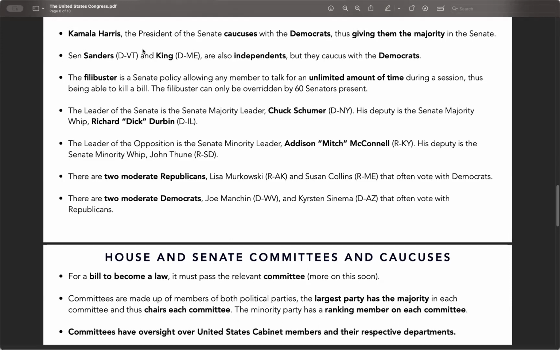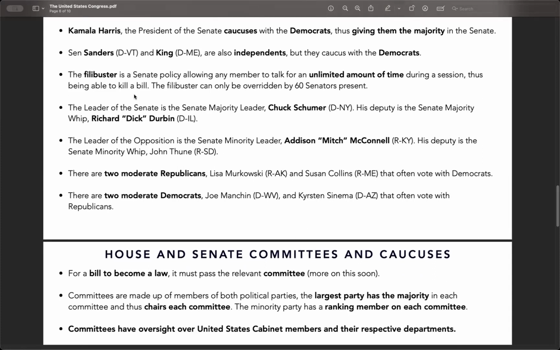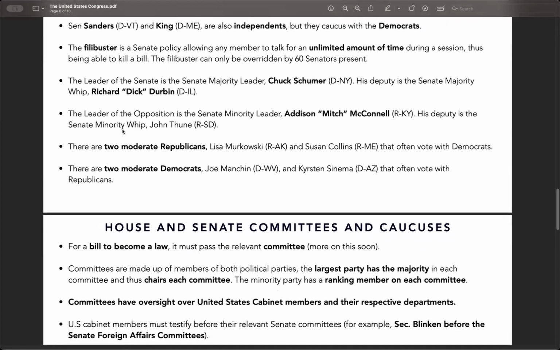The first really big issue with this is that it oftentimes stops bills from being passed in their entirety, even if they have a majority of support, like Biden's Build Back Better bill, for example. Or more notably, US Senator Tommy Tuberville from Alabama literally held up something like 150 military confirmations by filibustering for a number of months. The leader of the Senate is the Senate Majority Leader, Chuck Schumer. His deputy is the Senate Majority Whip. And of course, the Republicans have the Senate Minority Leader and the Senate Minority Whip.